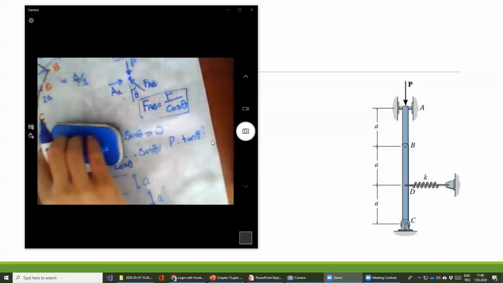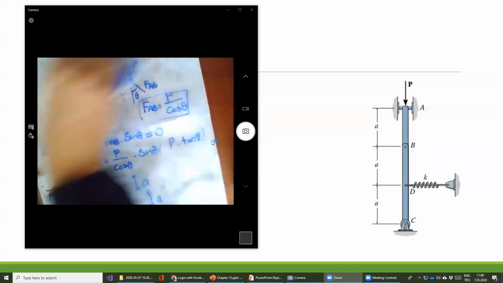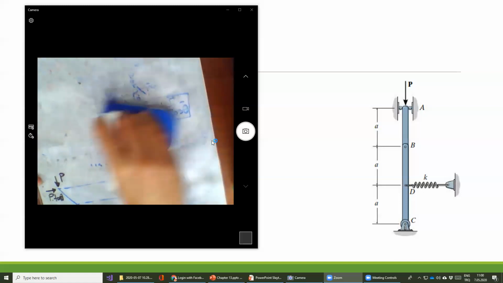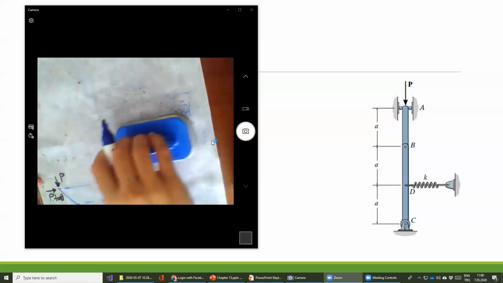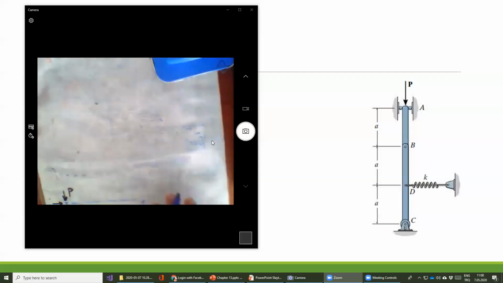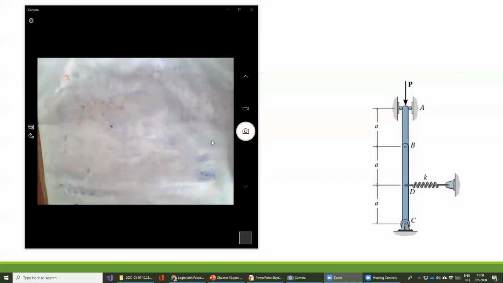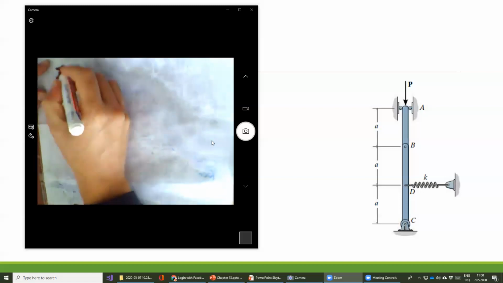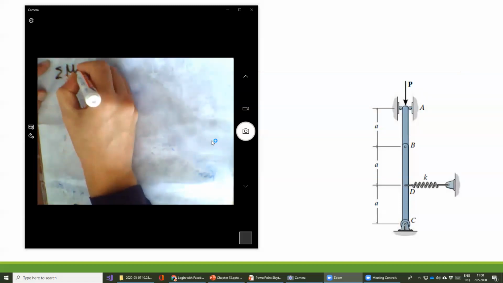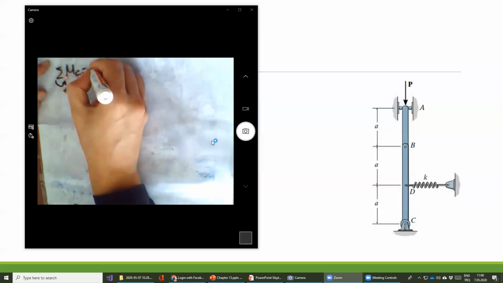I want to delete this part after. Now I don't need this information. I think this is enough for us. So, sigma moment MC, counterclockwise, is equal to 0.